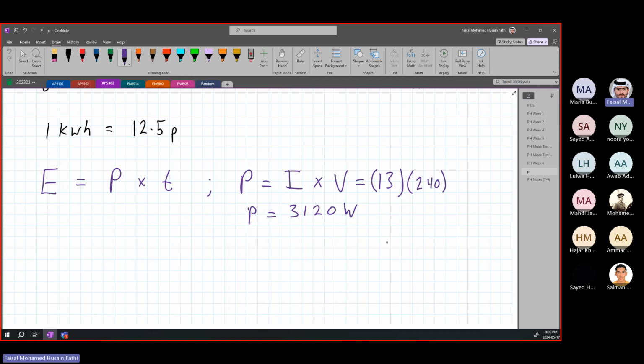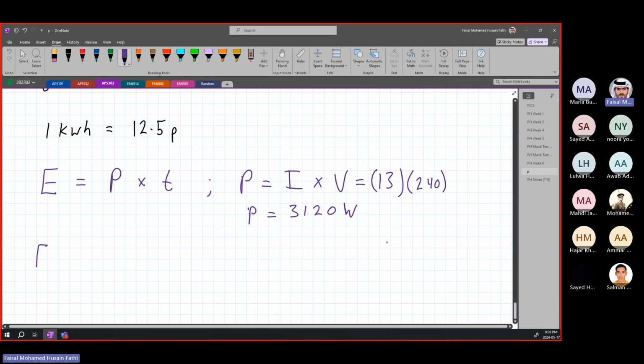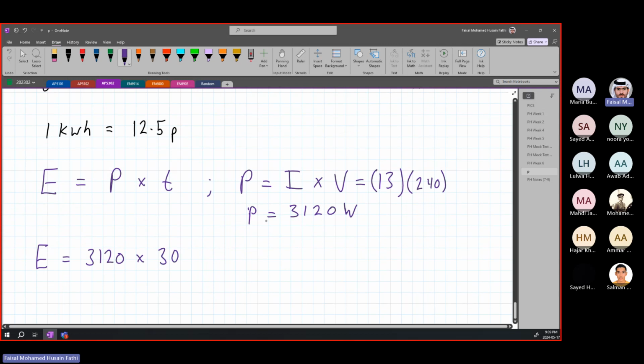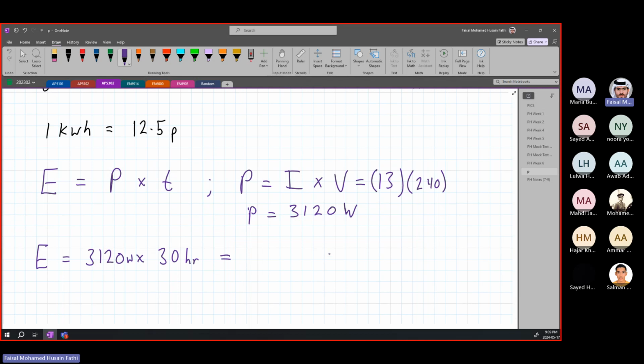Now we need to do power times time. So energy is going to be power, which is 3120, times 30, again keeping this in hours. This is in watts and this is in hours. So the total energy being used is 3120 times 30, which is 93600 watt hour.